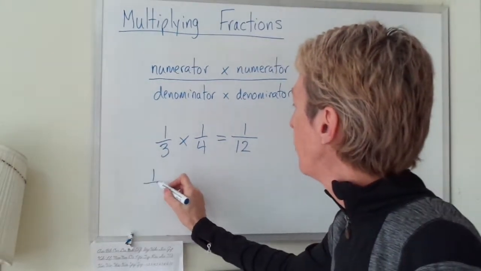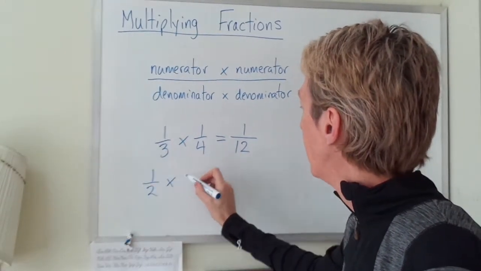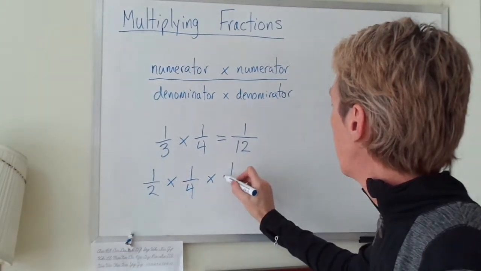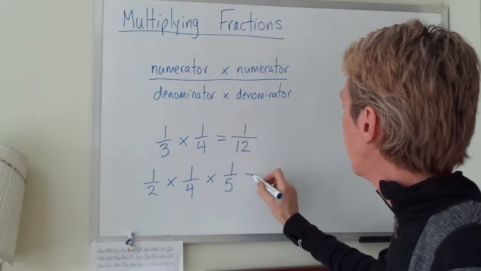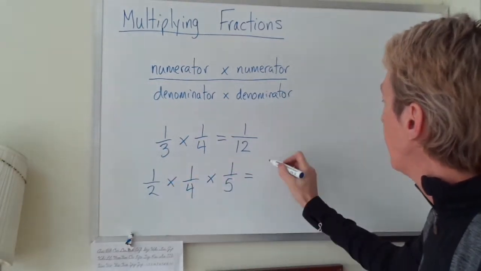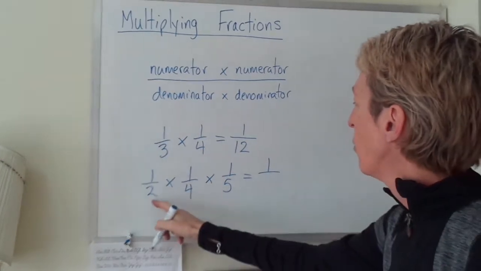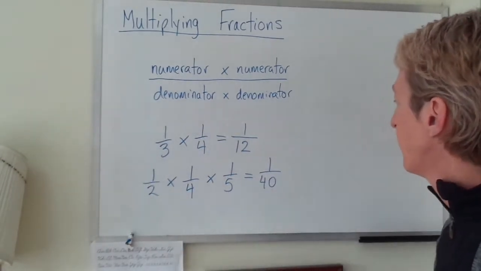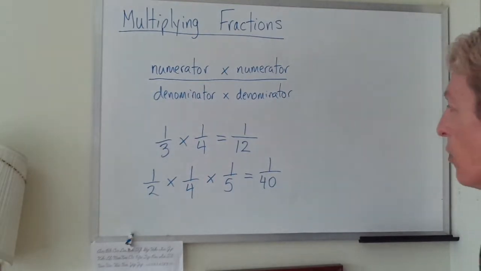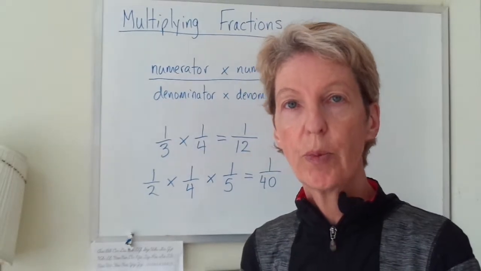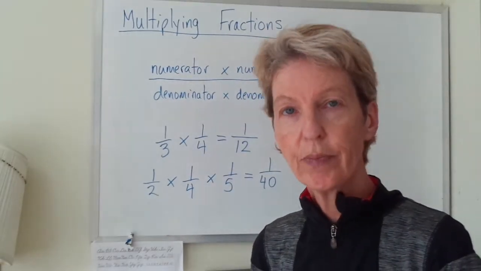We can have 1/2 times 1/4 times 1/5. Our numerator would be 1 times 1 times 1. 4 times 2 is 8, times 5 is 40. So the rule is the same no matter how many fractions you're multiplying together at one time.